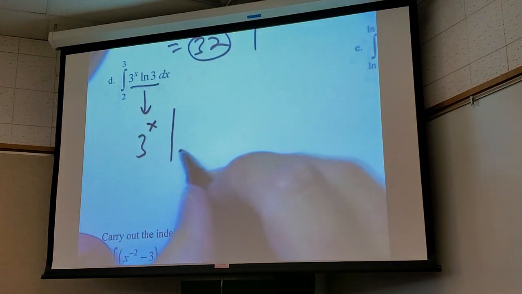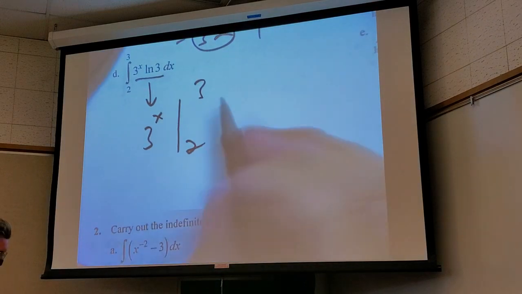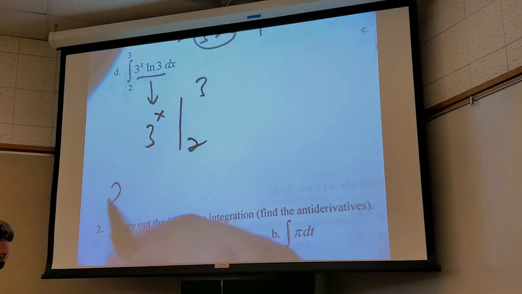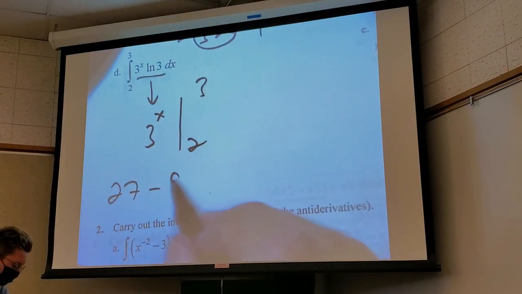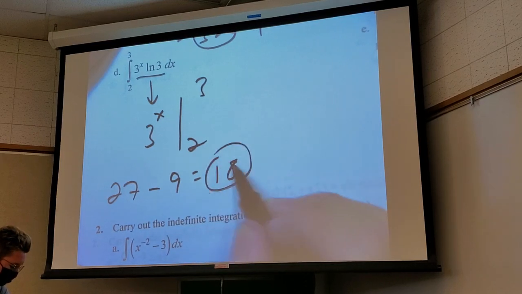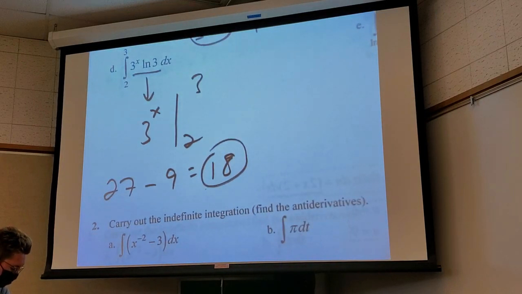We now want to evaluate it from 2 to 3. What's 3 cubed? 3 squared is 9. Crazy. 11. So what was it that happened to natural log of 3? What happened to natural log of 3?